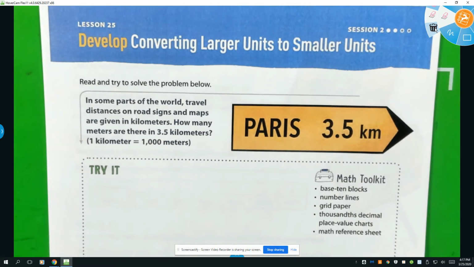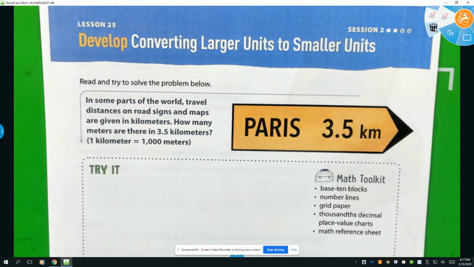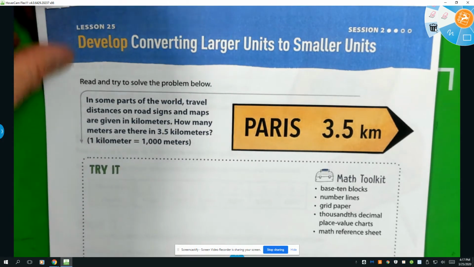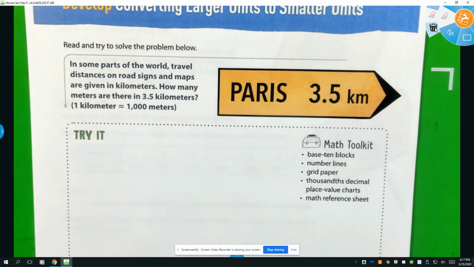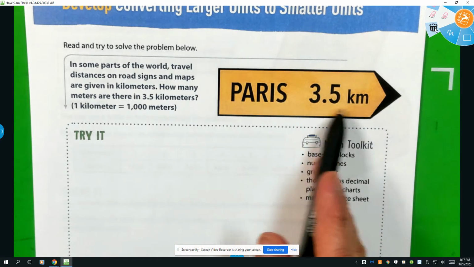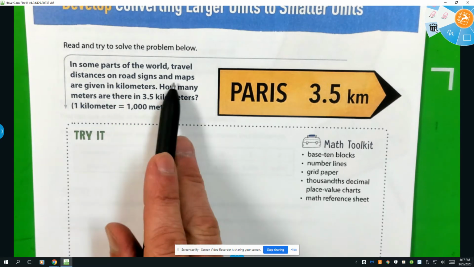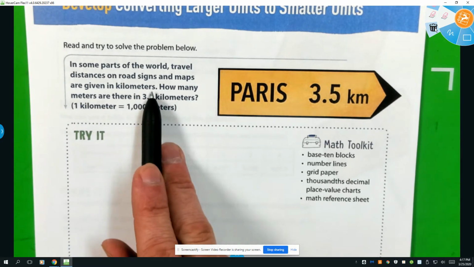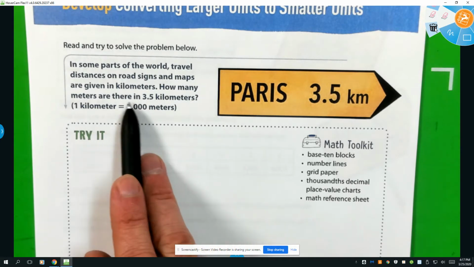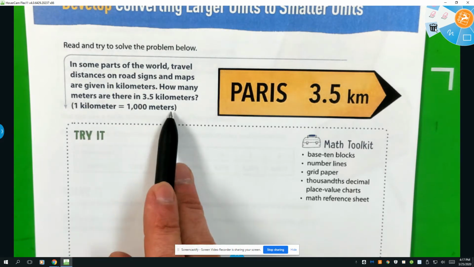All right. So let's look at what we are doing today. So we are converting larger units to smaller units. And that's the same thing we've been doing. Taking one big large unit and turning it into what its conversion is. All right, let's just start by reading this. So look at that right there. Paris, 3.5 kilometers. In some parts of the world, travel distances on road signs and maps are given in kilometers. How many meters are there in 3.5 kilometers? 1 kilometer equals 1,000 meters.